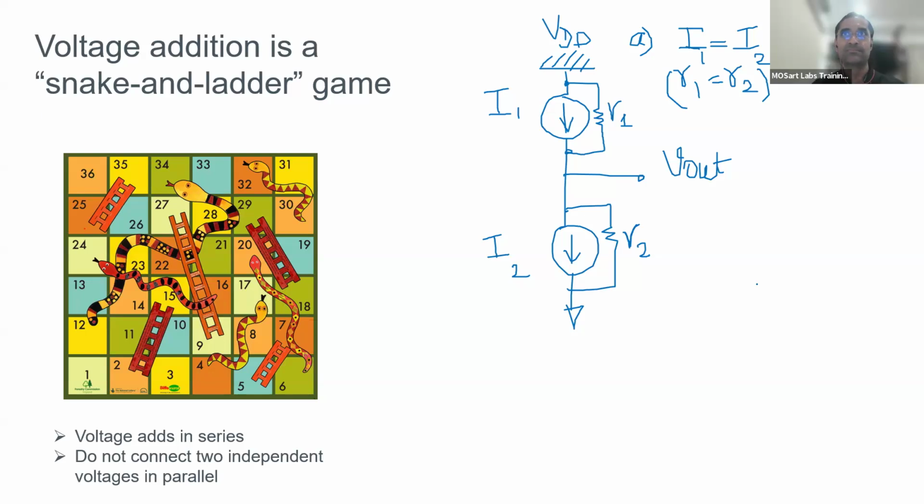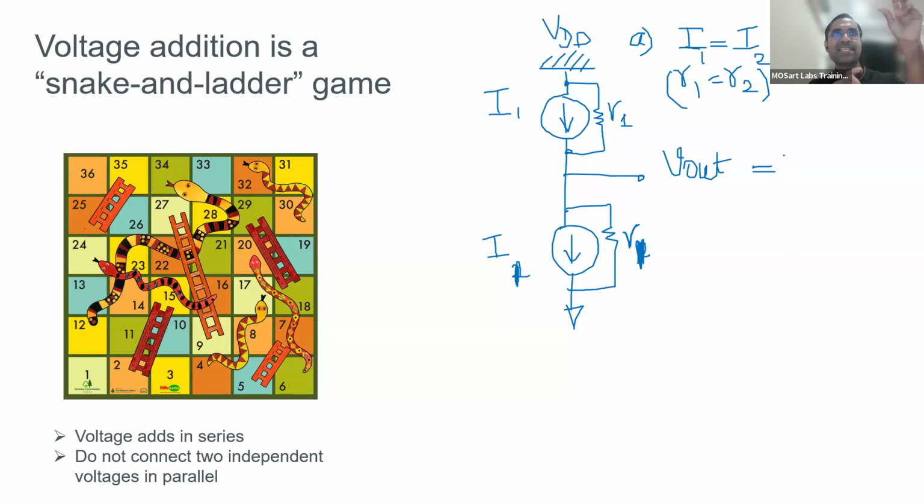I1 equal to I2. Just that is the easiest question, right? So let's say I2 I write as I1. I2 into R2. And this is R1, right? Both are same. My thing is I1 equal to I2, R1 equal to R2. So I can just say I1 R1, I1 R1, right? So what is my V out now? I1 into R1. I1 R1. Okay, what is my voltage?